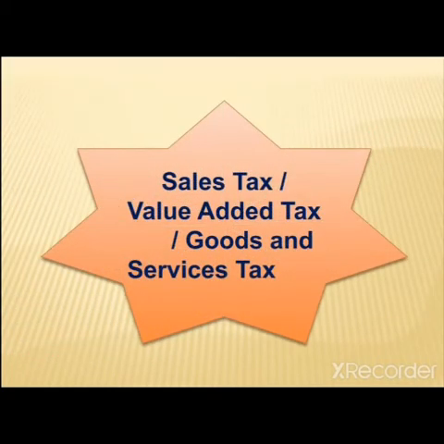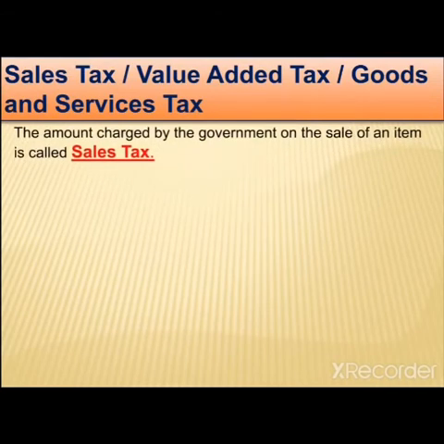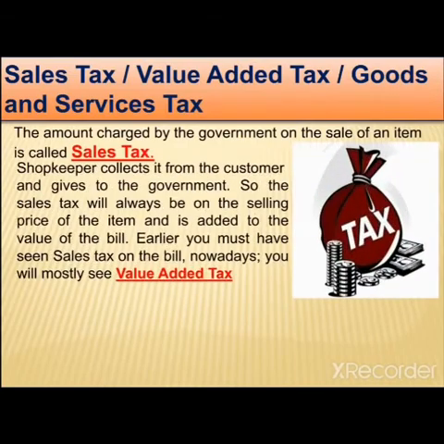Now next topic is sales tax, value added tax and goods and service tax. The amount charged by the government on the sale of an item is called sales tax. Shopkeeper collects it from the customer and gives to the government. So the sales tax will always be on the selling price of the item and is added to the value of the bill. Earlier, you must have seen sales tax on the bill. Nowadays, you will mostly see value added tax.